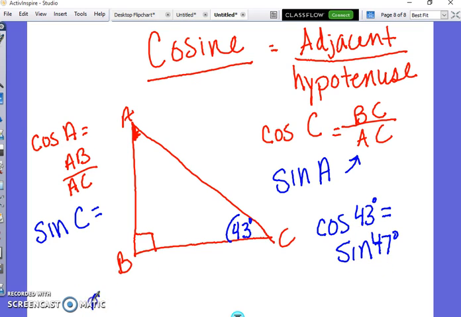Let me say that again. Cosine of an angle is equal to the sine of the complementary angle.